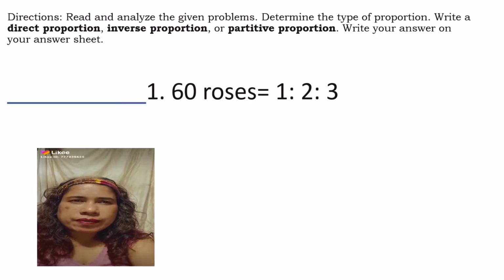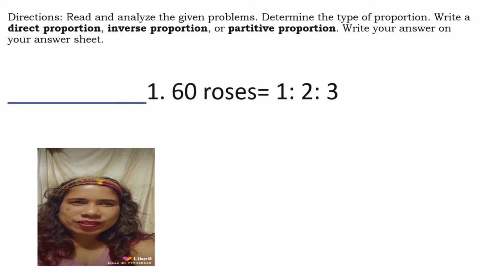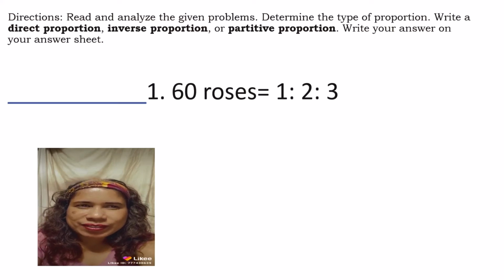Directions. Read and analyze the given numbers. Determine the type of proportions. Write a direct proportion, inverse proportion, or partitive proportion. Write your answer on your answer sheet.